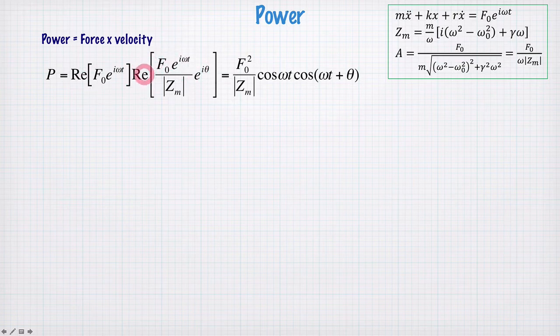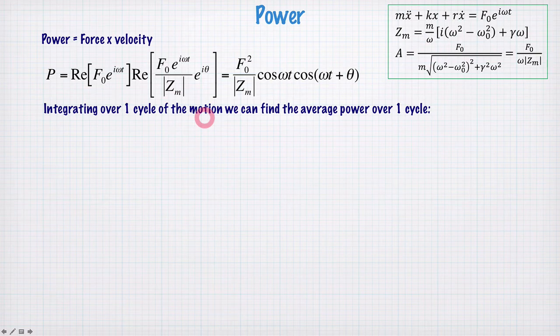The velocity is something we've found in previous videos, so the velocity is given by this in terms of the mechanical impedance, and we take the real part of that, multiply it together, and we get an expression for the instantaneous power as a function of cosine omega t and cos omega t plus theta. So this is the instantaneous power at any given time t. What we're more interested in, however, is the average power.